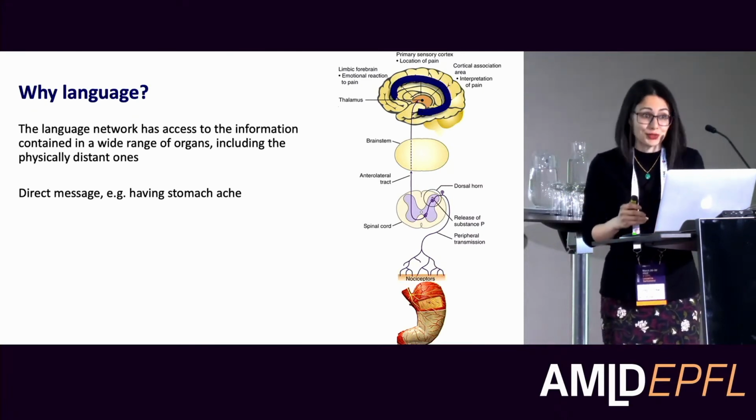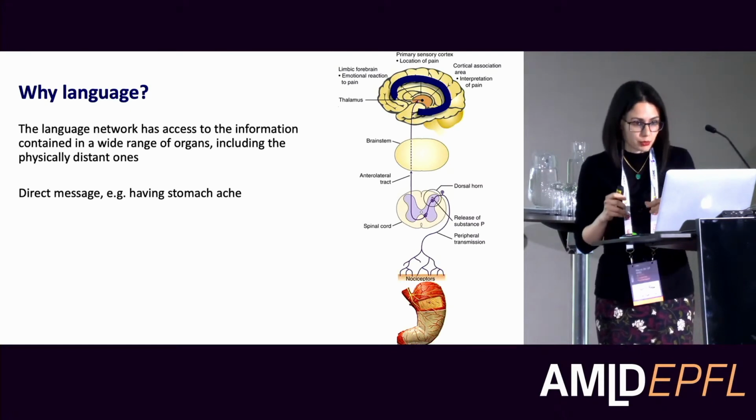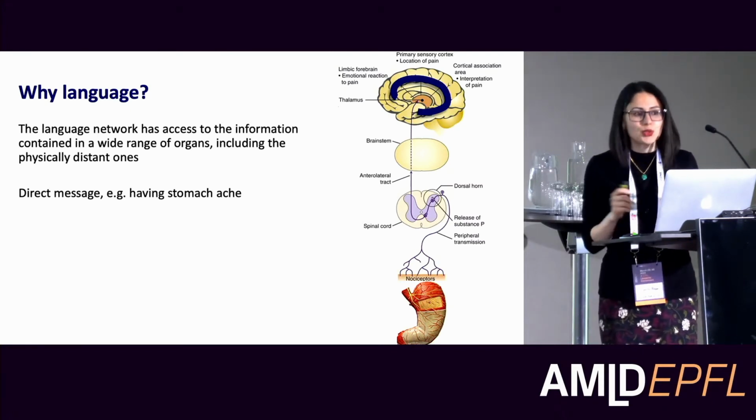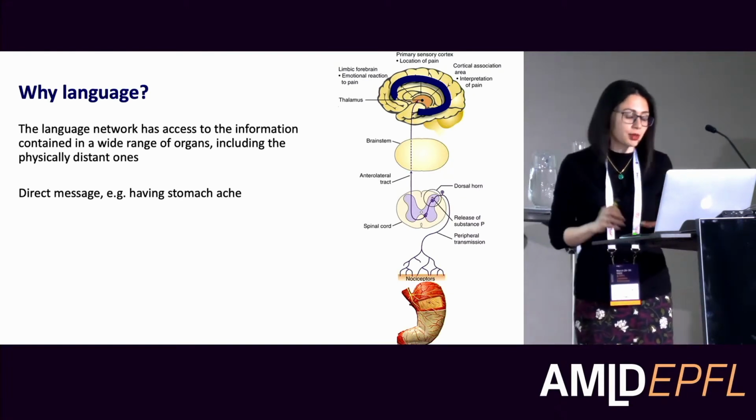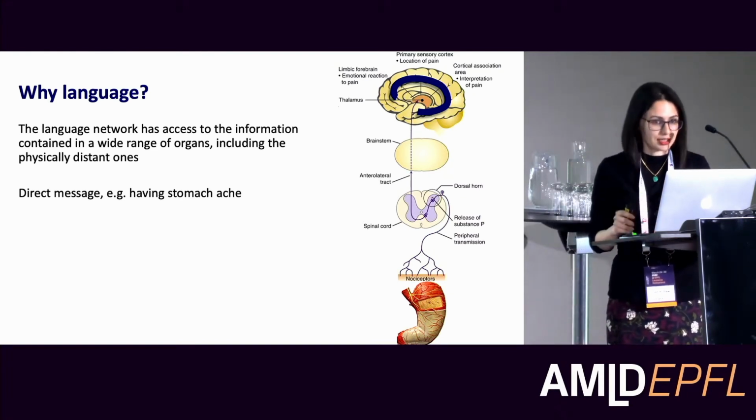So you can argue that the language network in the brain has an indirect access to what is happening in the stomach, and by the same token, to a wide variety of neural networks in our bodies.